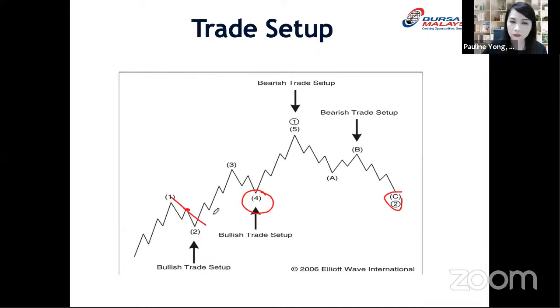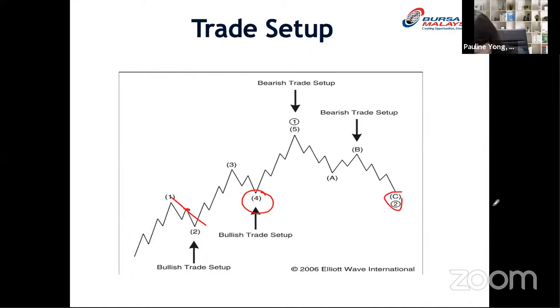You can also enter here. Okay, also safer. So there is no right or wrong. It depends on how you want to trade. It's entirely dependent on how you want to trade and your rationale. Okay, how you want to do it.